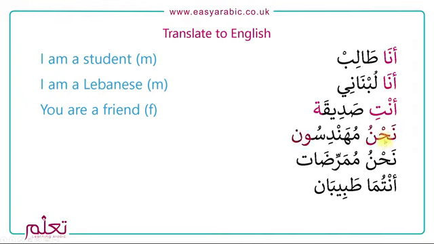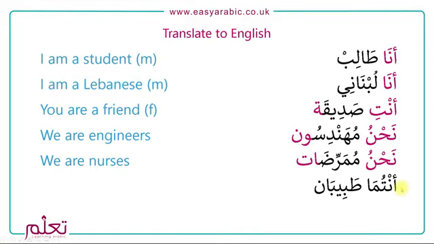Next one is نحن, which is for we, and then muhandisun is engineer, is muhandis, and then wa'nu is the plural version for muhandisun. So we are engineers. Next one is نحن, which is we again, and then mumarrid is the nurse, and because it ends with alif ta, we're talking about female nurses. نحن ممرضات.